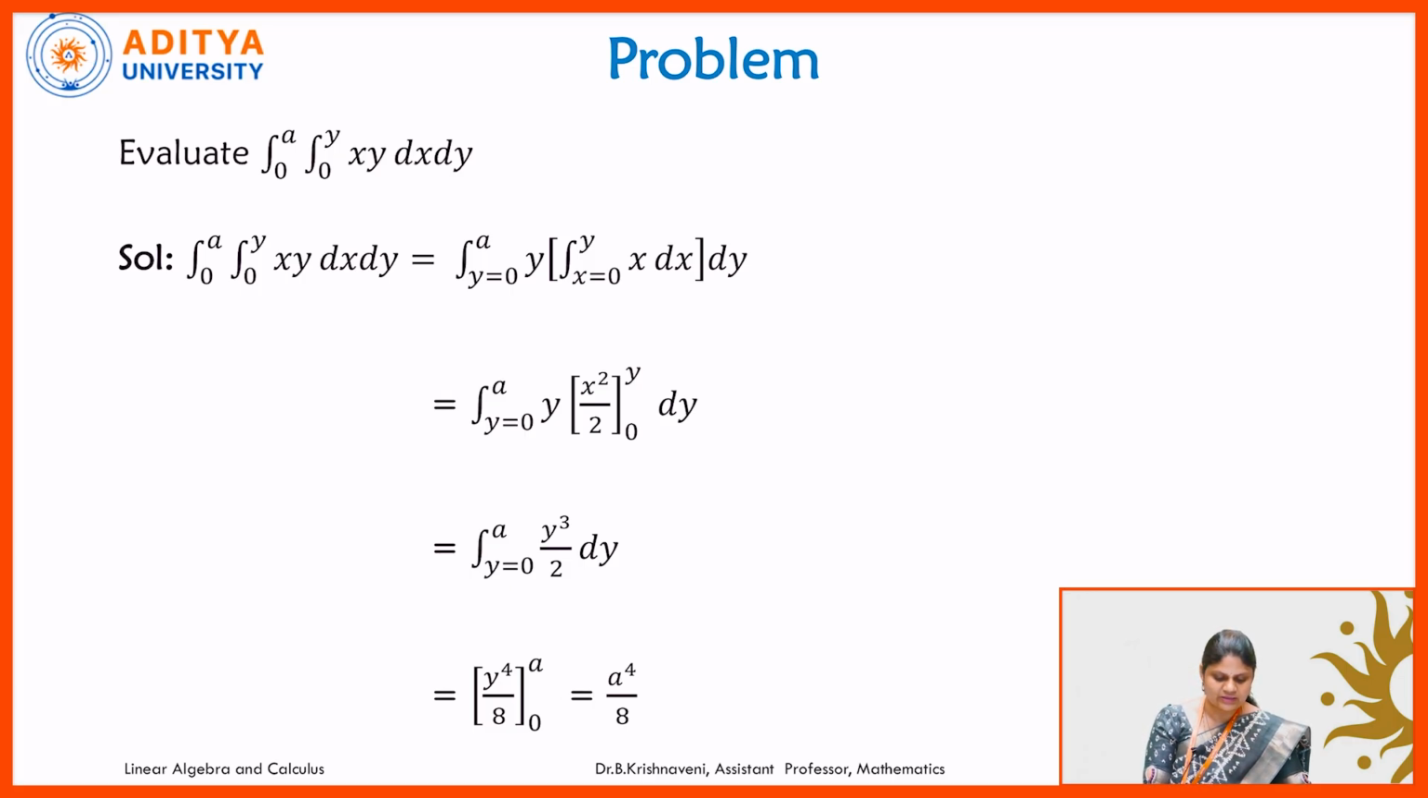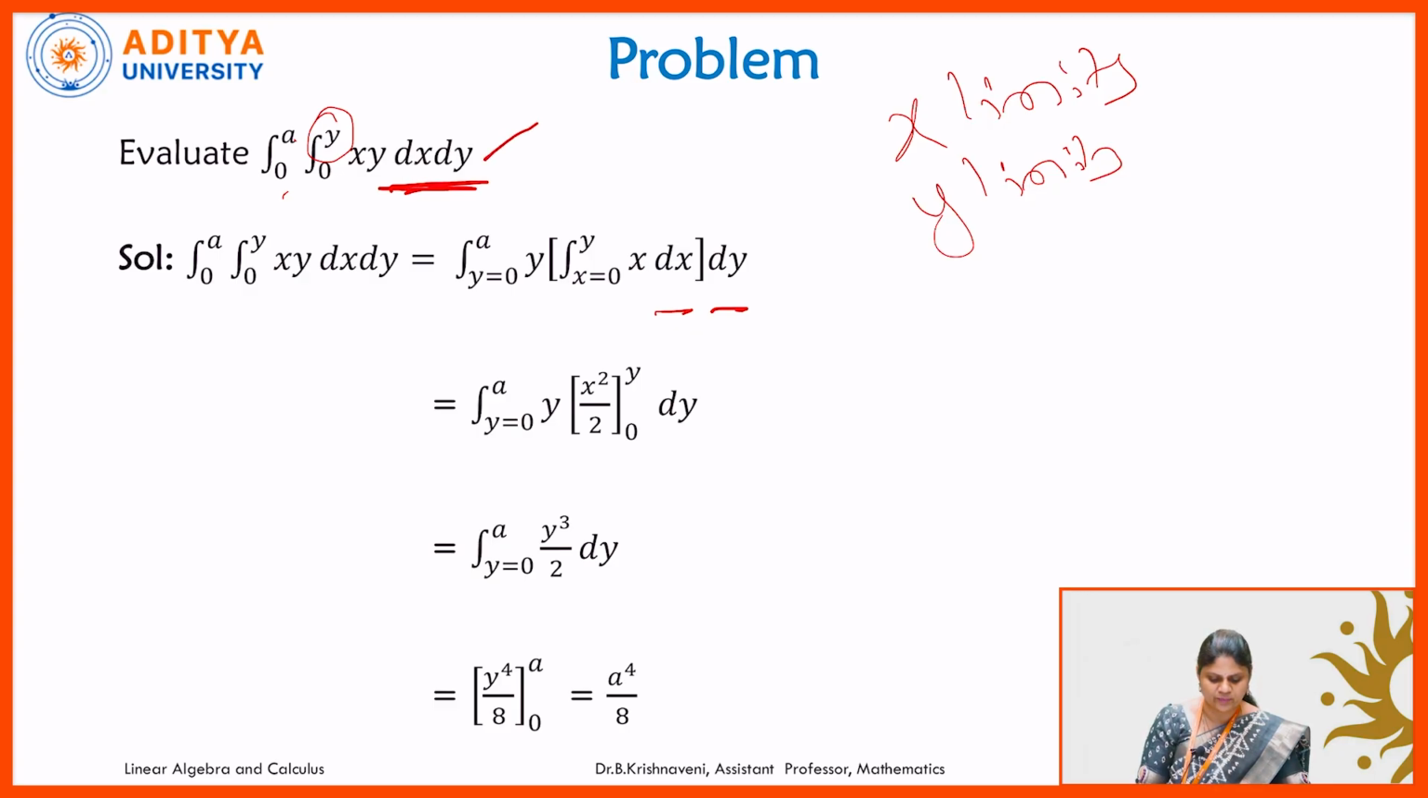Here you can see the limits are in terms of y, so those are x limits, and the other limits are constants, which are y limits. Hence the order must be first with respect to x, then y. In the given question also, they have followed the proper order. So let's start with the same order: integral 0 to a, integral 0 to y, xy dx dy. Separating the y variable, integral of x from 0 to y, x dx dy.